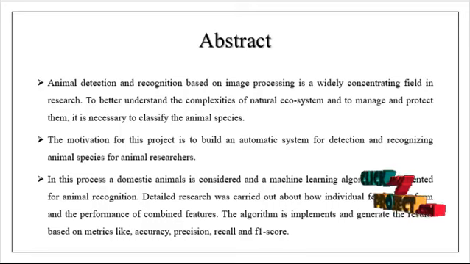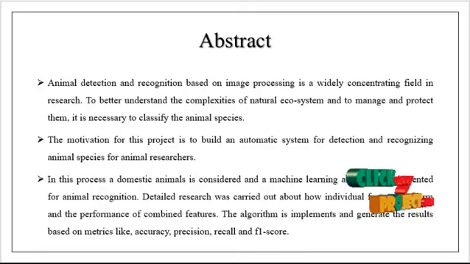Now we are going to discuss the abstract of the process. Animal detection and recognition based on image processing is a wide, concentrated field in research. To better understand the complexity of natural ecosystems and to manage and protect them, it is necessary to classify the species of animals by using digital image processing.